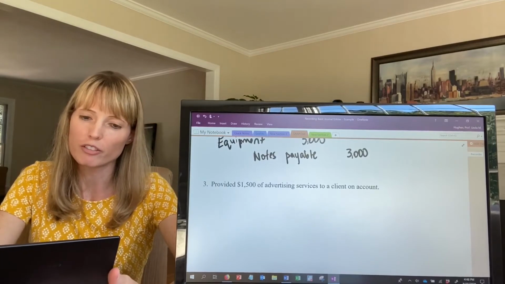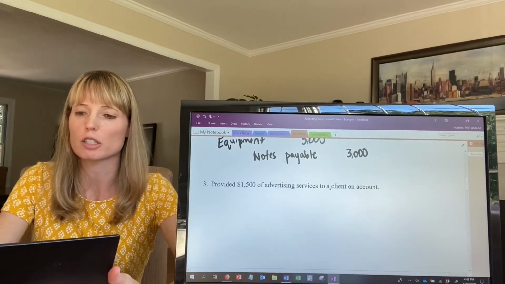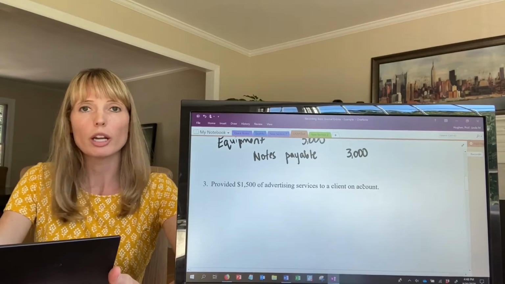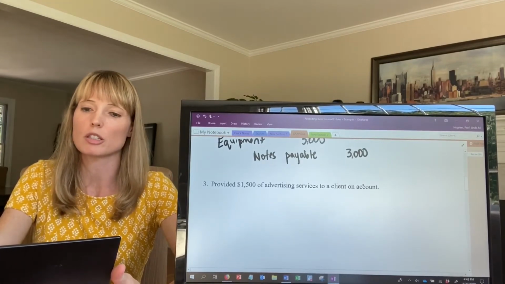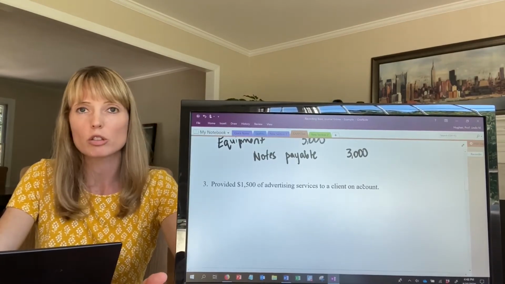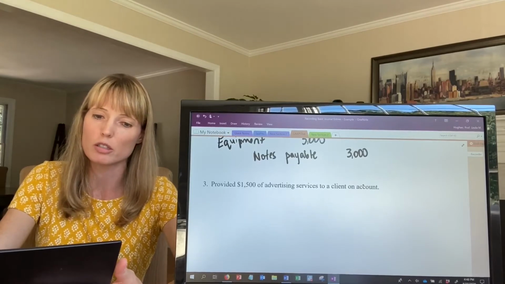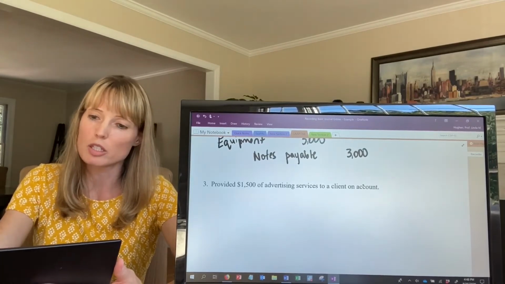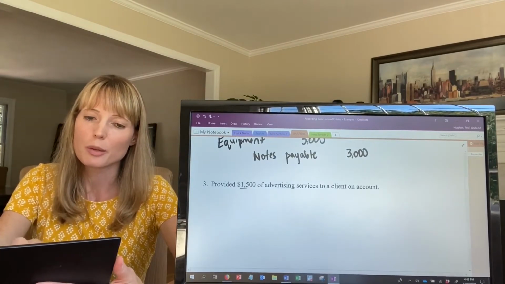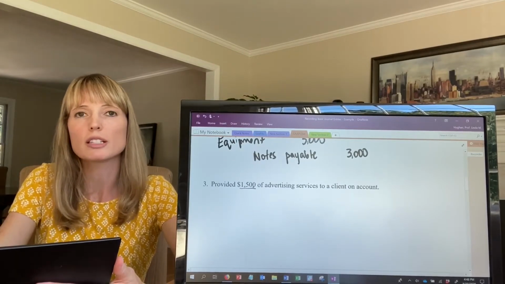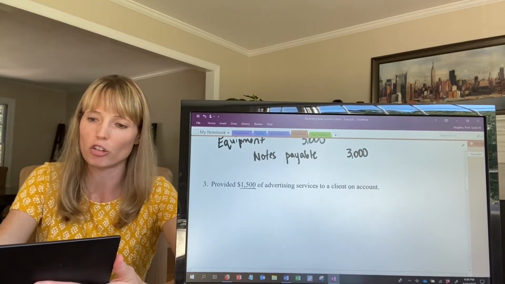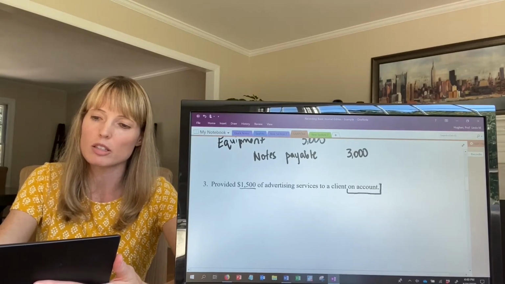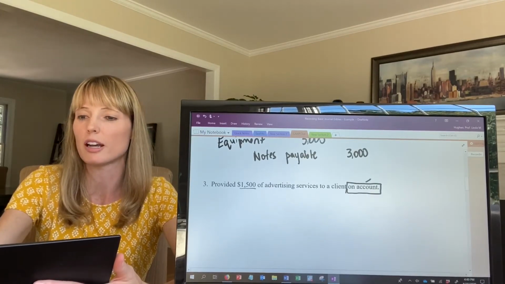Transaction 3: provided 1,500 of advertising services to a client on account. Okay, now the company is doing what it's in the business of doing. It's earning its revenues through advertising services. So what does the company receive? Well, they provided $1,500 worth of services, but it didn't get that in cash. How do I know that? Because this on account means not in cash.